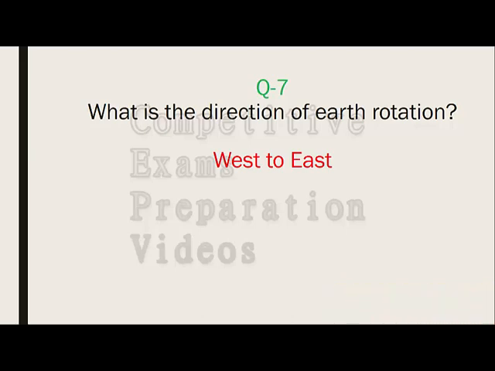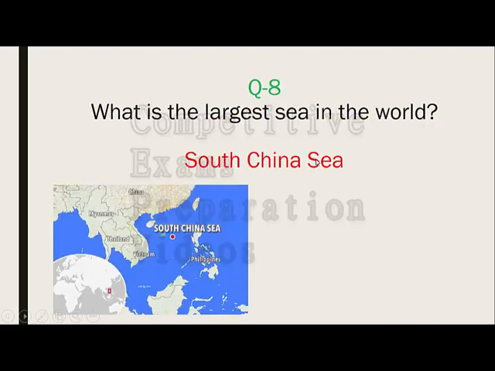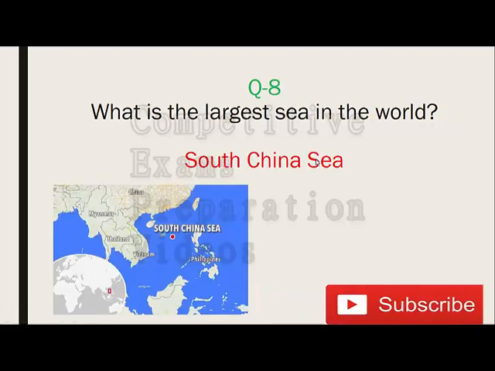You might have heard about WWE, World Wrestling Entertainment. Now I have a concept for you. You can remember it from WWE. The first W means west and the last E means east. West to east.